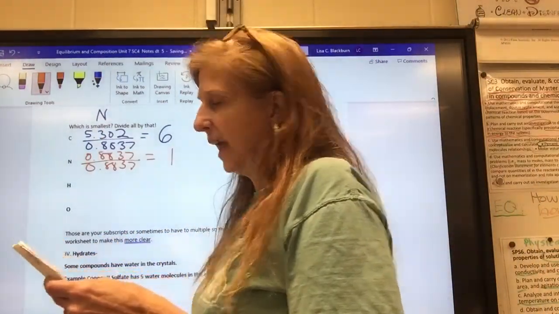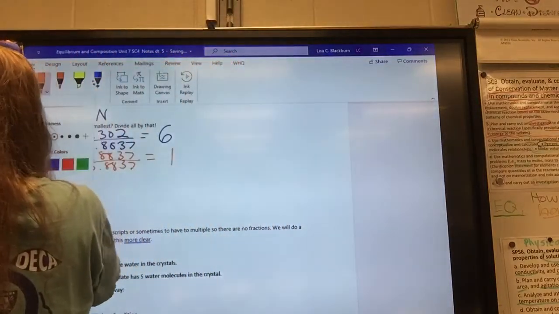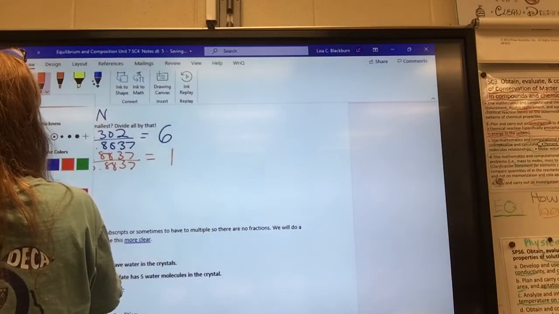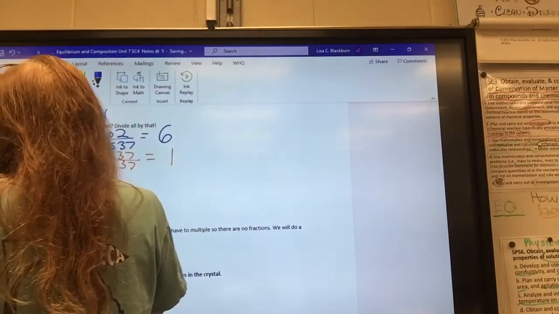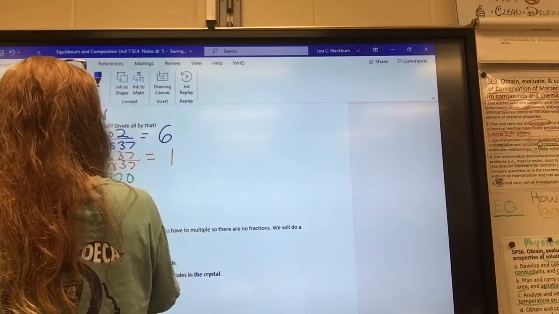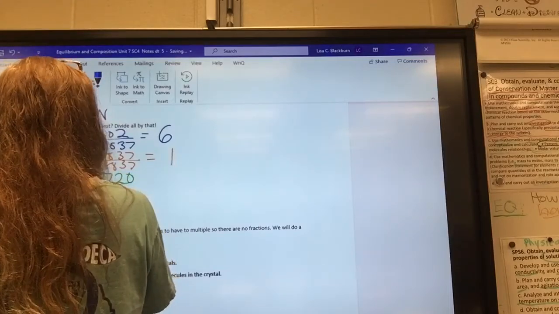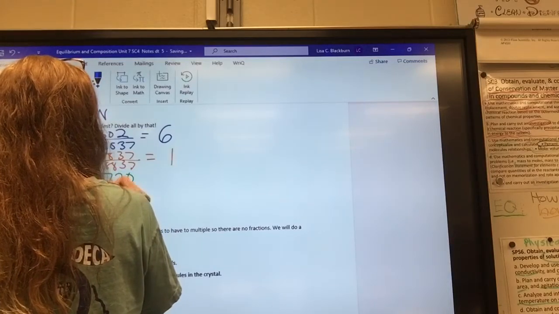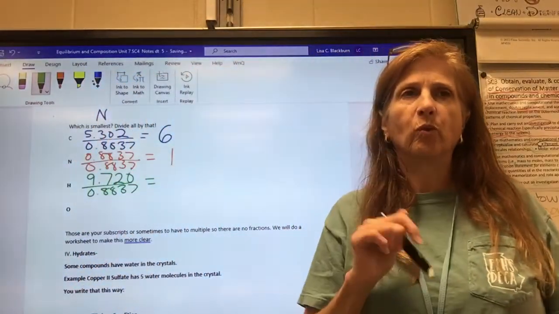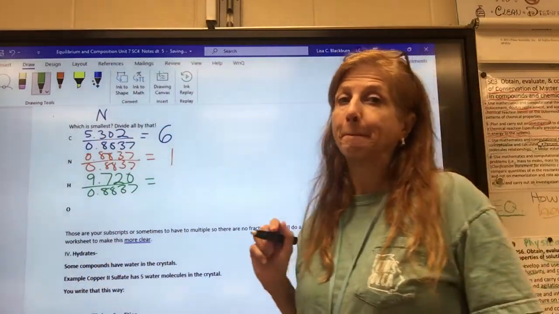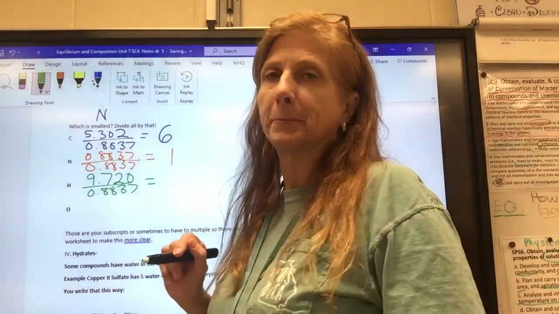Okay, so now we're going to do H. Well, I'll change the colors, make it easier. We'll do H as green. Okay, it's 9.720 divided by 0.8837. And what's that one? Round it to a whole number. 11.